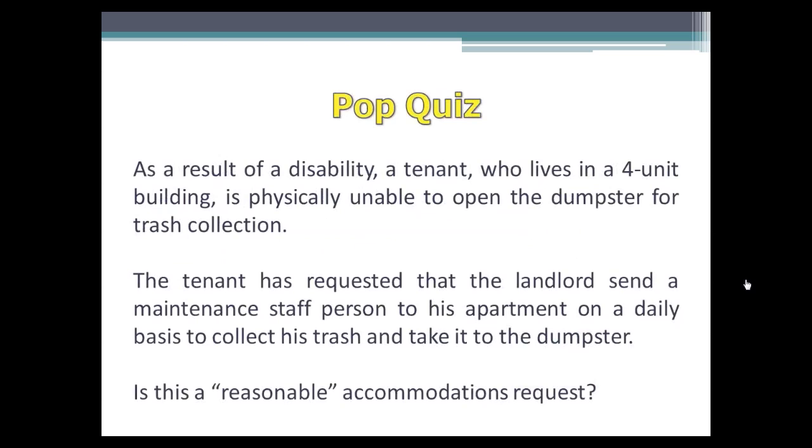All right, here's another quiz. As a result of a disability, a tenant who lives in a 4-unit building is physically unable to open the dumpster for trash collection. The tenant has requested that the landlord send a maintenance staff person to his apartment on a daily basis to collect his trash and take it to the dumpster. Is this a reasonable accommodations request?